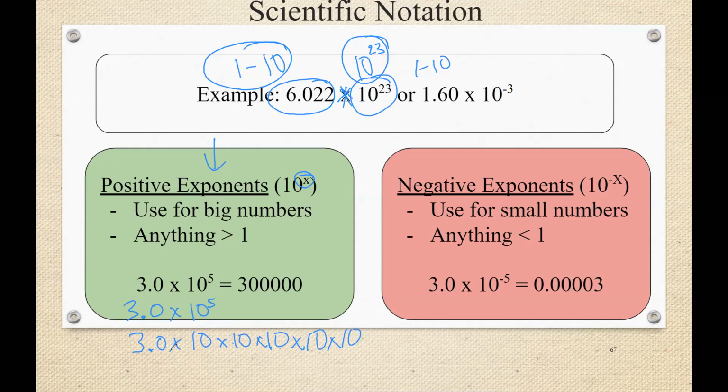Negative exponents are generally, or always, for small numbers, anything less than 1. And what we're looking at here is we've got 3.0 times 10 to the negative 5th. The key here being this negative sign.